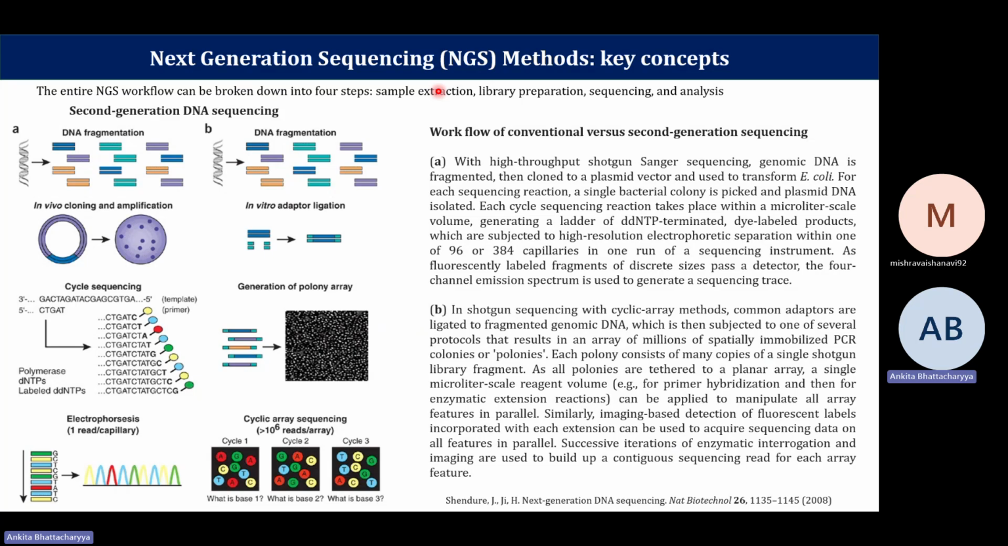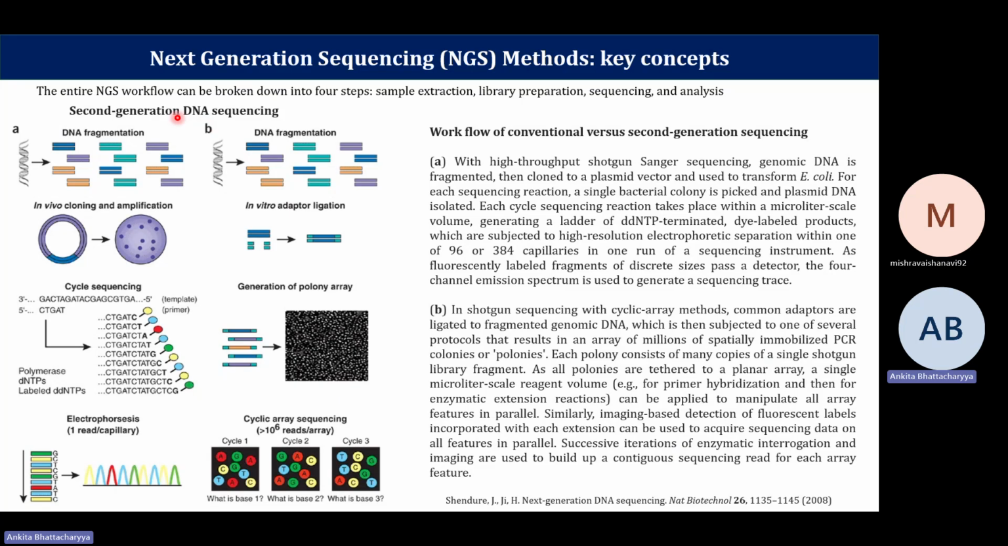With high throughput shotgun Sanger sequencing, genomic DNA is fragmented. Then it is cloned to a plasmid vector and is used to transform E. coli. What does this mean? The first key terminology that you see here is the use of shotgun Sanger sequencing. What is the meaning of this shotgun? Basically, the idea is that it's similar to an explosion, which is the result of a gunshot. Similar to that, genomic DNA undergoes fragmentation. How does it undergo fragmentation?